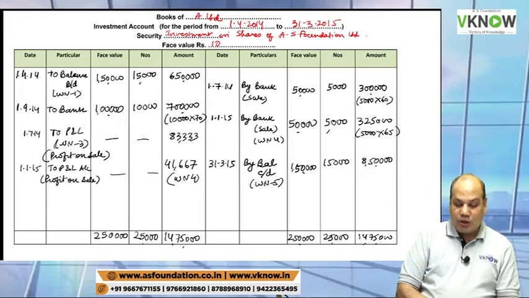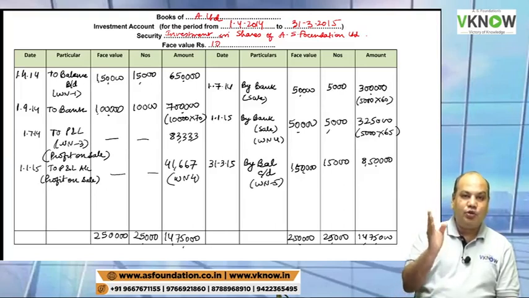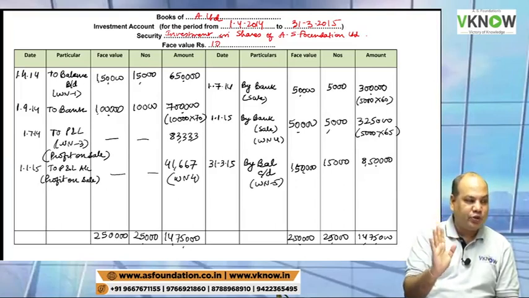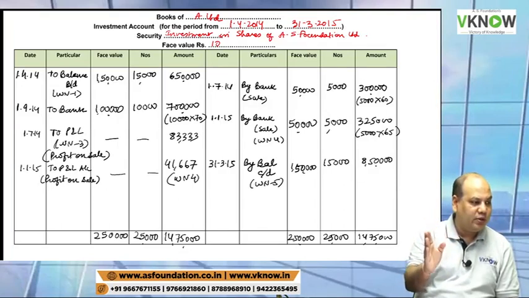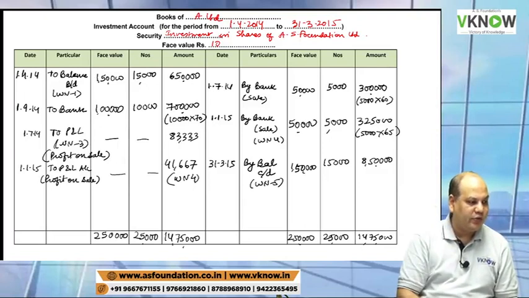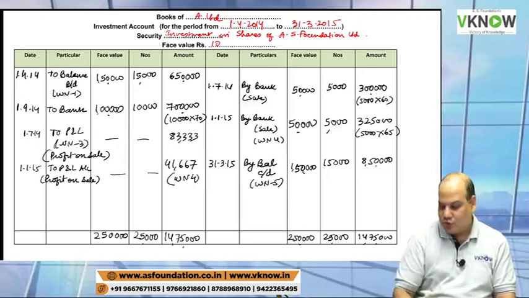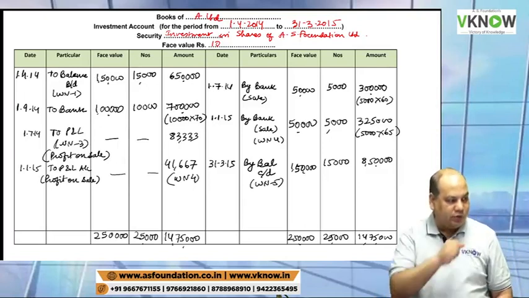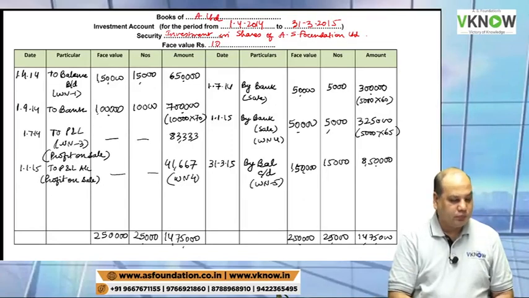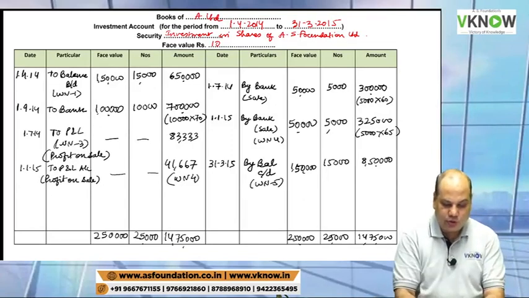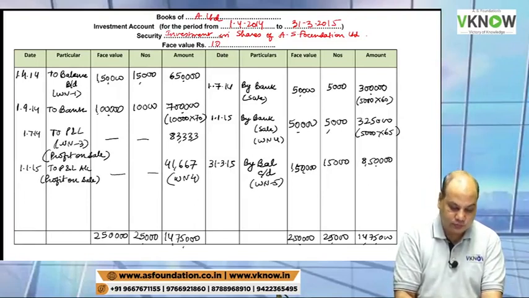Do not bother about the source of the share sold. Either you follow FIFO or weighted average method. Question has said weighted average method, so I will follow weighted average method. So most of the students have done. Any query on this question? Please let me know if you have any query on this question.